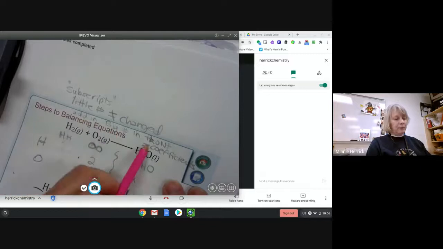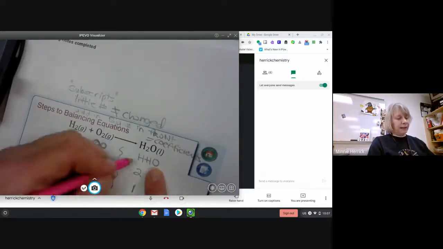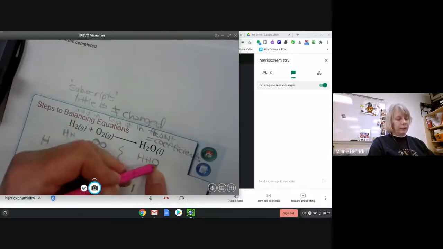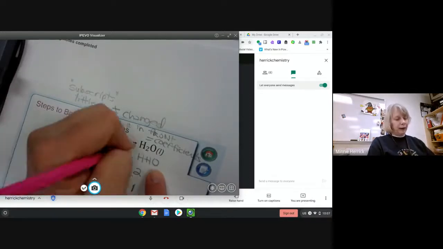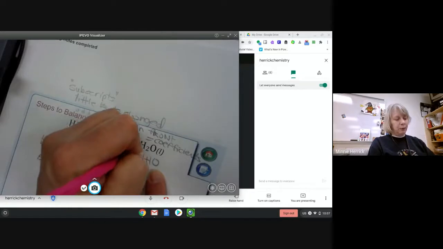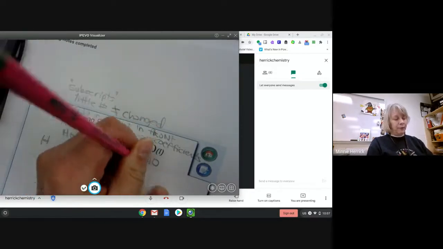Big numbers are going to be called coefficients. Okay. So what we're doing is we've got to equal out the oxygen. There's only one here. So what we have to do is put a number 2 in front. We want to double that. We want to make 2 of them.